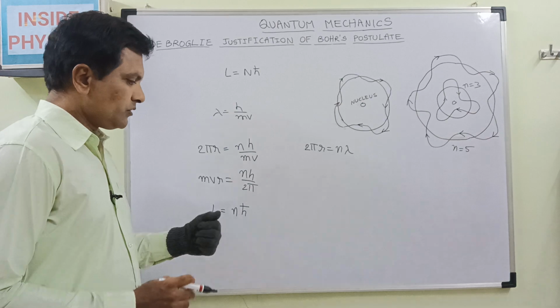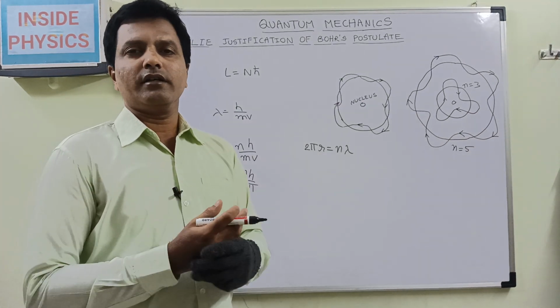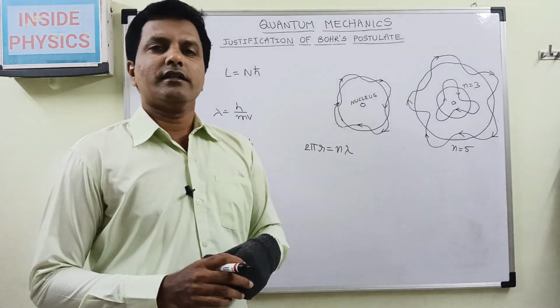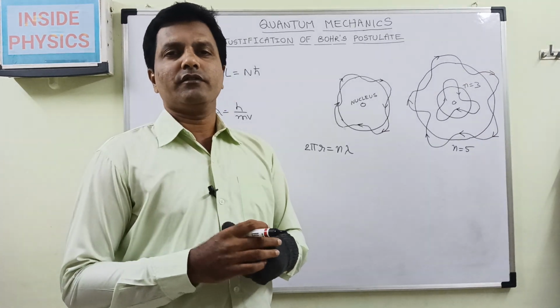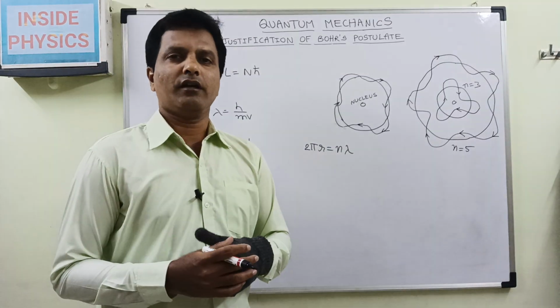In this way, he concluded that an electron revolving in an orbit will have integral multiples of its wavelength fitting into the circumference of the orbit.